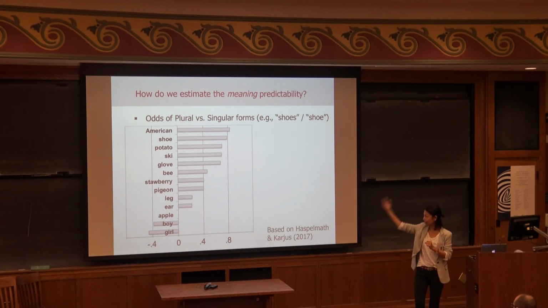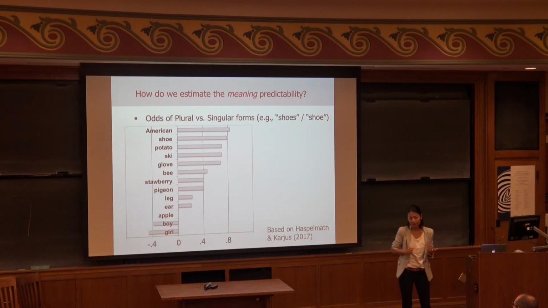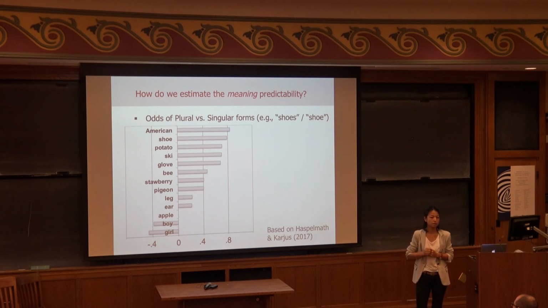So what this graph is showing is that when you say the lemma American, then you're more likely to say Americans versus American, right? The shoes over shoe, and so on. And apparently apples and apple are equally likely because it's kind of zero. And the odds ratio is flipped for some, like boys and girls, right? So apparently, according to the data, you're more likely to say a boy or the boy over boys. Yeah, so that's what it shows.